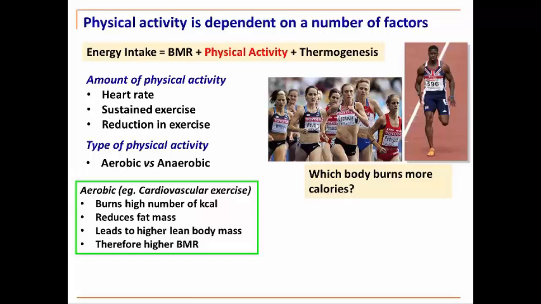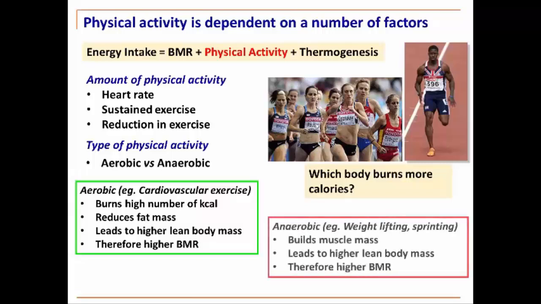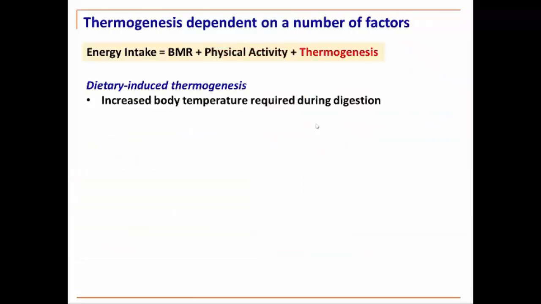It also reduces your fat mass because you're using that as an energy source, and therefore leads to a higher lean body mass and therefore a higher basal metabolic rate. And likewise, if you're doing lots of anaerobic work, so weightlifting and sprinting, that builds your muscle mass, leads to higher lean body mass, therefore a higher basal metabolic rate. So really what this is telling you is that to have a good, healthy lifestyle, you need to have a balance of both aerobic and anaerobic exercise.